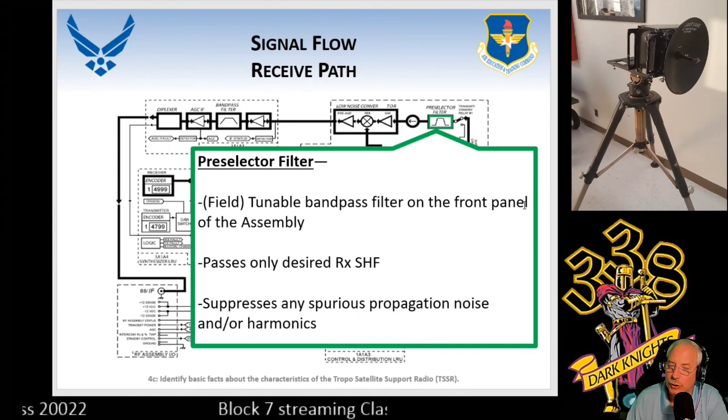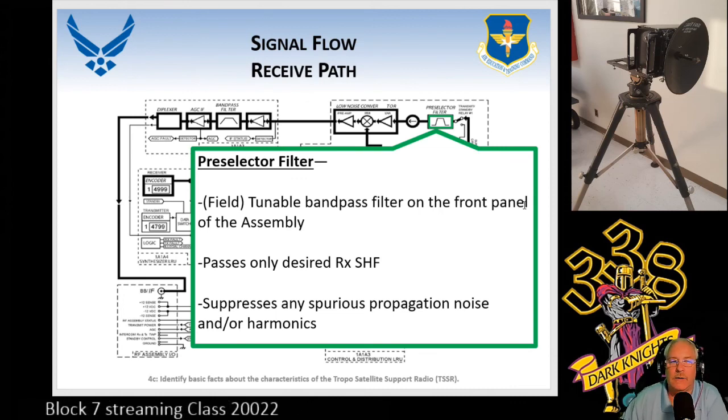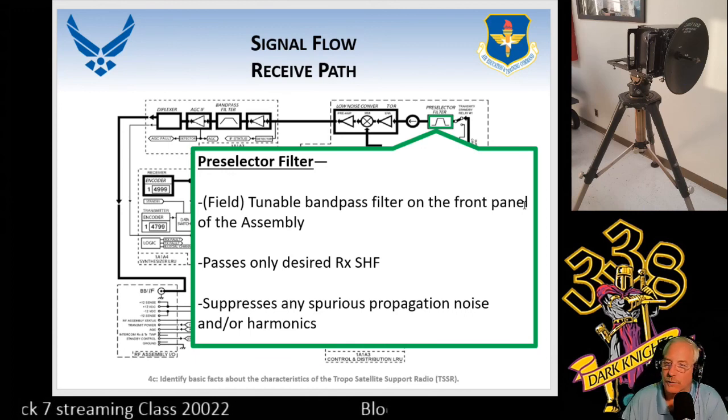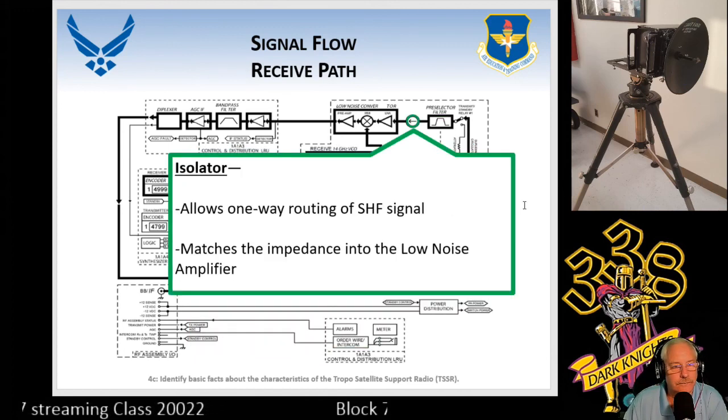Remember now, there's 2 receive frequencies that you've got to put into the radio. The one that has a little tuning knob, that's the one where this pre-selector is. You're going to use that pre-selector in narrowing down the frequencies that you need to receive. It's going to reject all others.